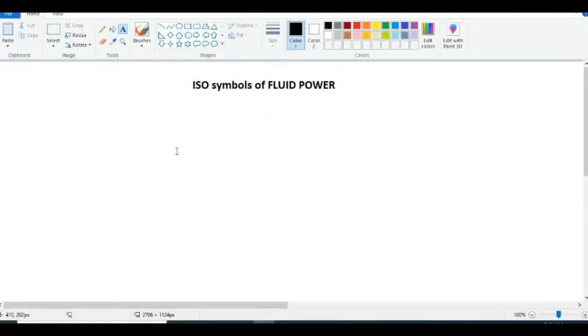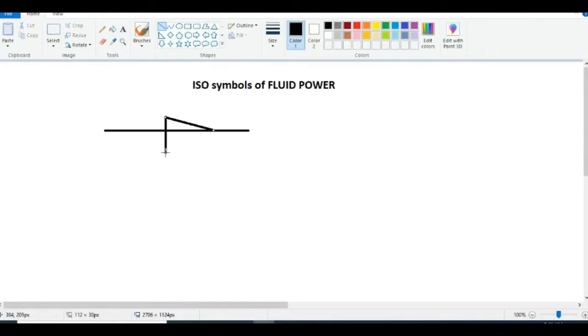In today's session, we are going to discuss the ISO symbols of fluid power. First, I would like to explain how you can differentiate whether the hoses are related to the pneumatic system or the hydraulic system. This is the symbol to represent the hose, a horizontal line.